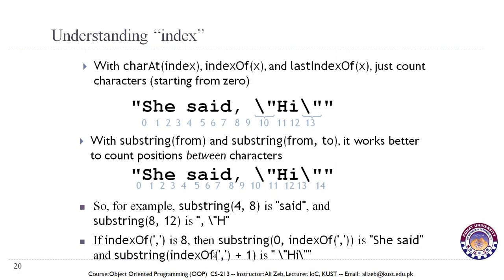If index of this comma is 8, then substring 0 to index of 8 is she said, and substring index of the comma plus 1 is high. So for example, if we want to return from position 1 next to this one, you can pass on the character, and then you can add a 1 to it, or any number of points that you want to go ahead from that point, and you can use this as an index to this substring, and it will return that part of the string to us.